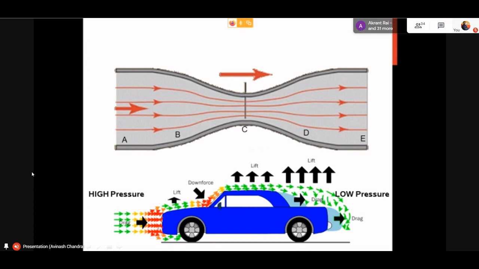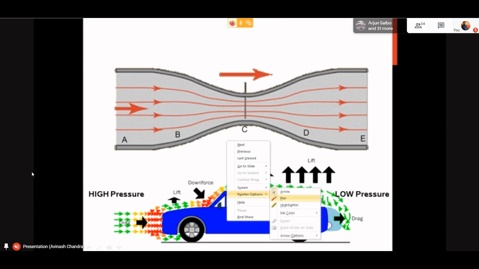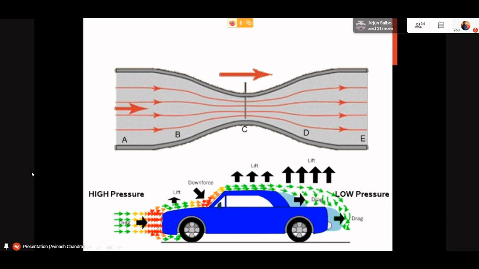And again because the velocity is increasing here, your downward force will reduce. This is basically a simple principle. Sorry, the flow flows from high pressure to low pressure. So whatever we see here, if we try to explain at these points, it's very simple. You can correlate with this.